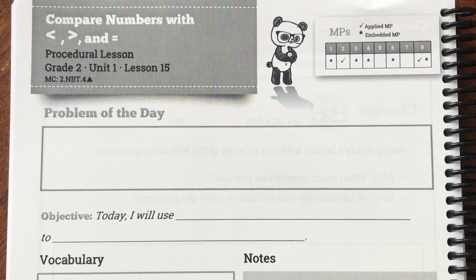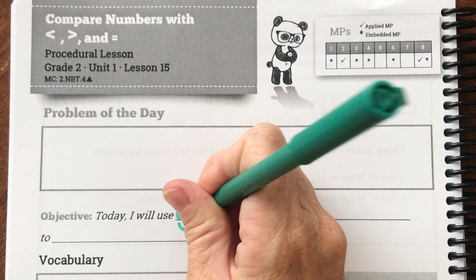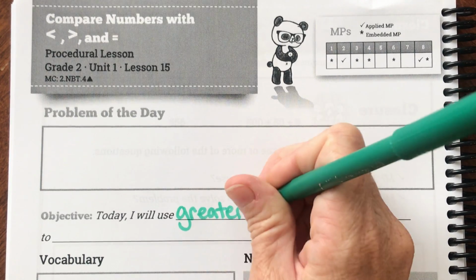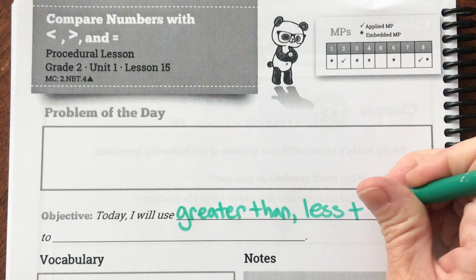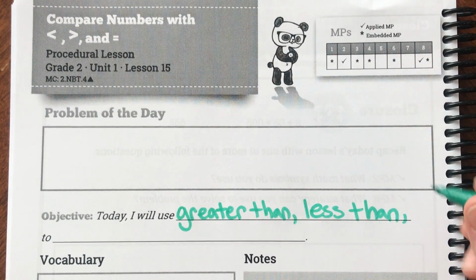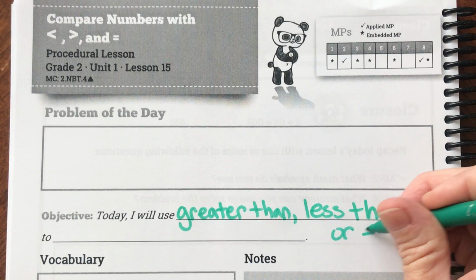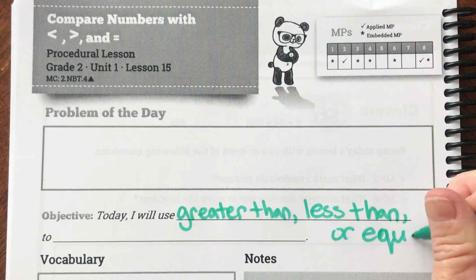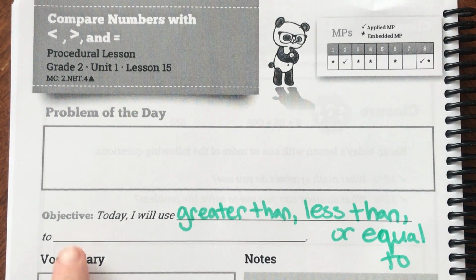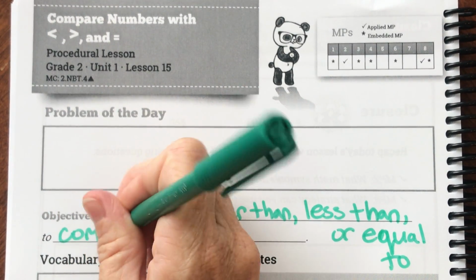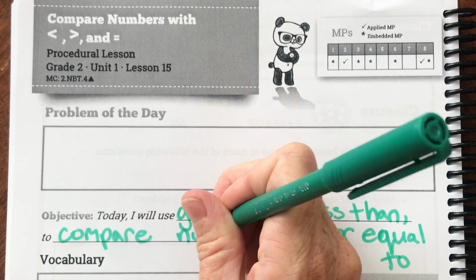Today we are on page 71 of your student journal. And our objective or our goal today is: today I will use greater than, less than, or equal to compare numbers.